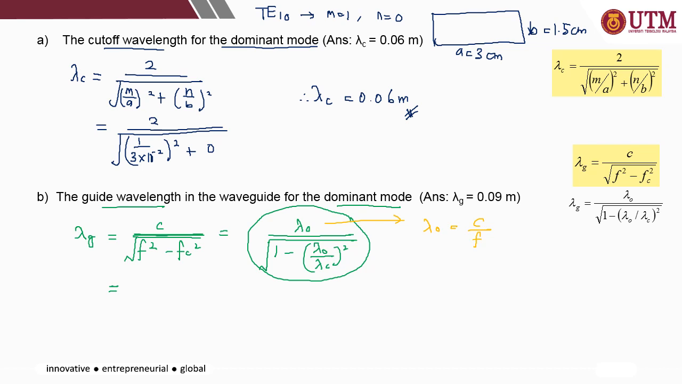So what is your f? F given from the question is 6 gigahertz. Okay, so c is 3 times 10 to the power of 8 divided by 6 gigahertz. Alright, so once you have the lambda naught, then you can calculate your lambda g. So your lambda g should be equal to 0.09 meter.